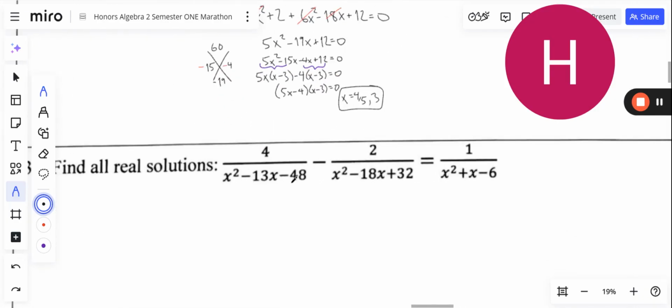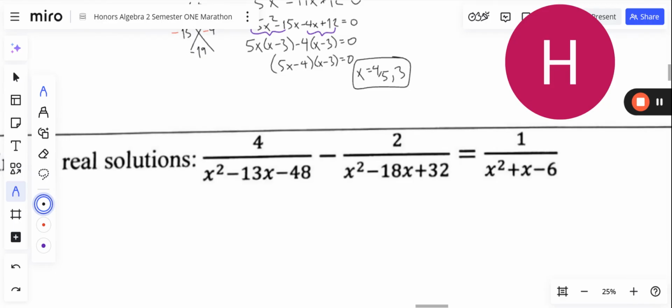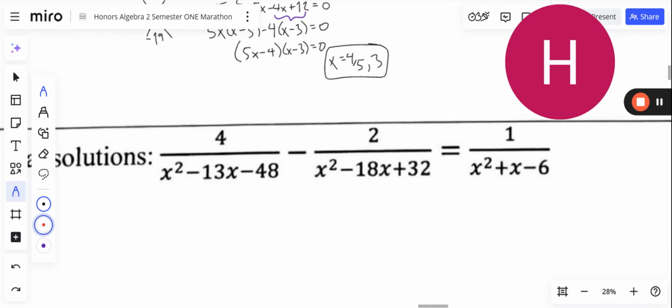Let's move on. This is similar but a little tougher, right? So in order to find the excluded values, first we need to know what makes these things 0. So we're going to need a factor.